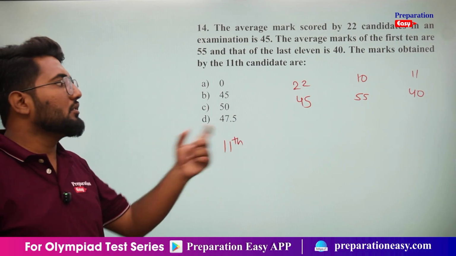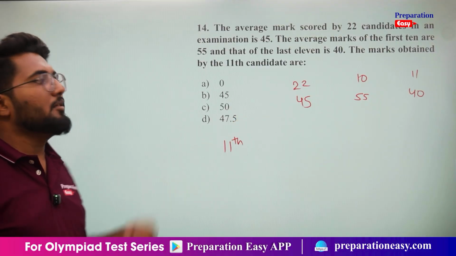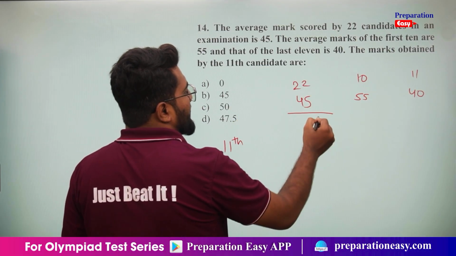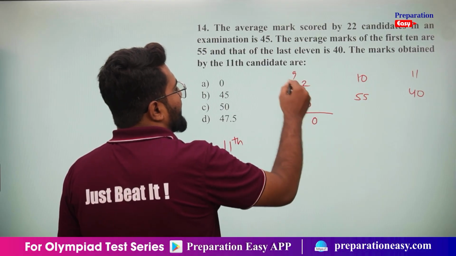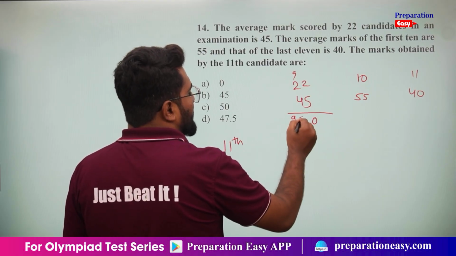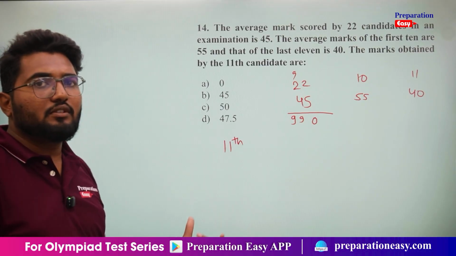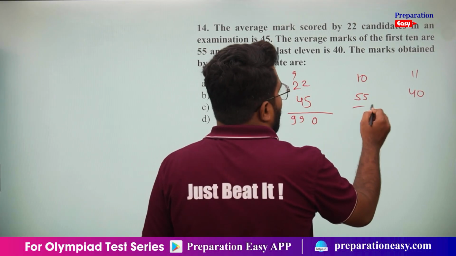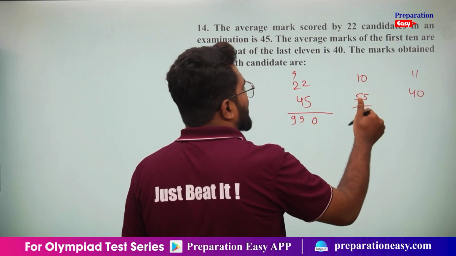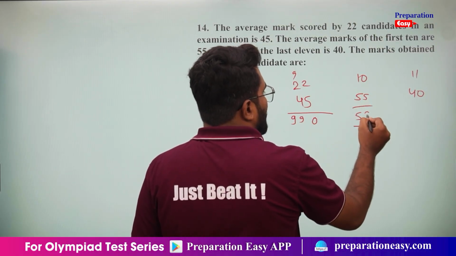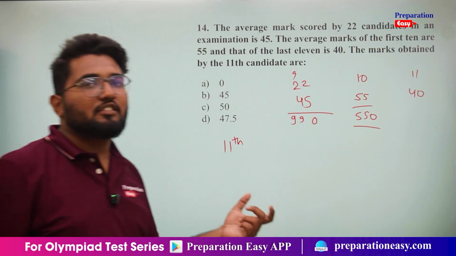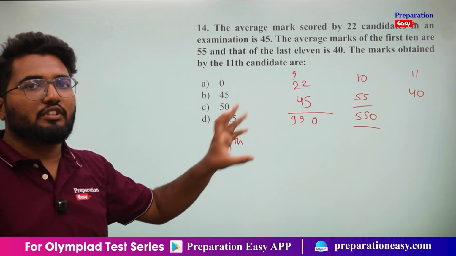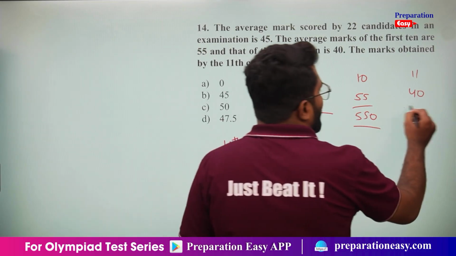First we will calculate the total marks, that is 22 into 45. What will it become? 5 twos are 10, 0 carry 1, 4 twos are 8, 9 is 9, so total marks are 990. Total marks of 22 students are 990. Then how much is the total marks of 10 students? That is 55 into 10, so it will become 550. And for 11 students, the average is 40, so total marks will become 440.